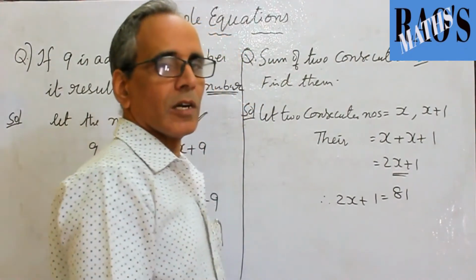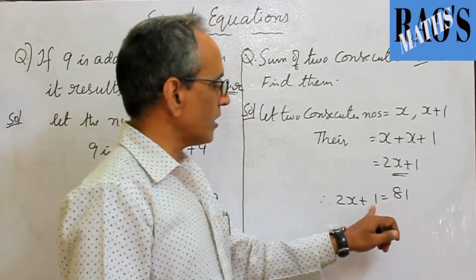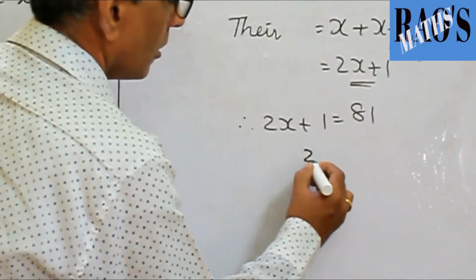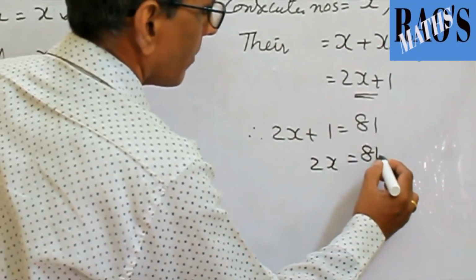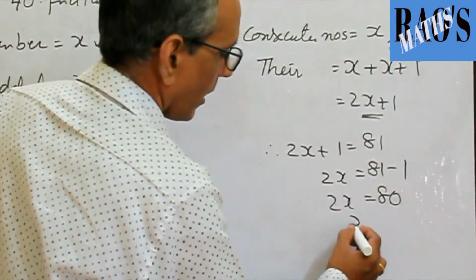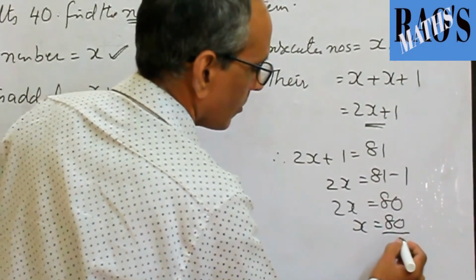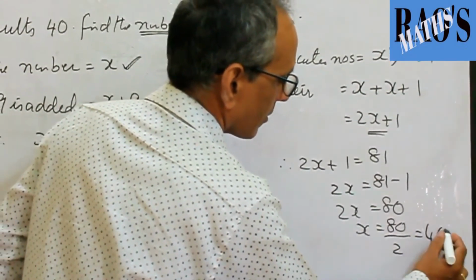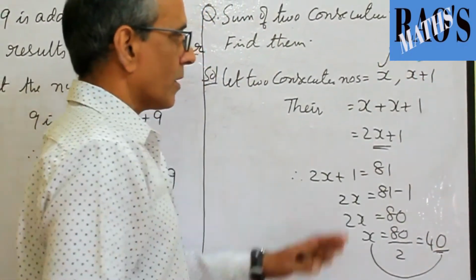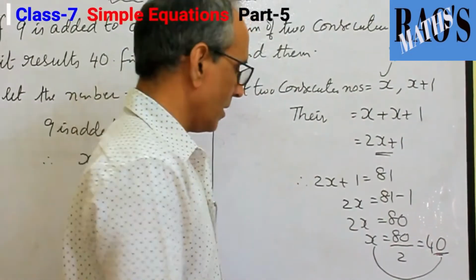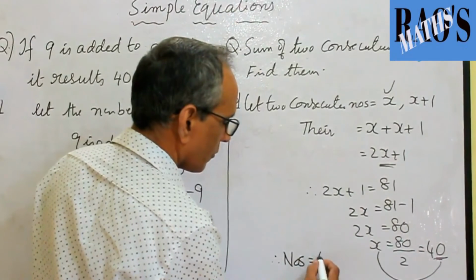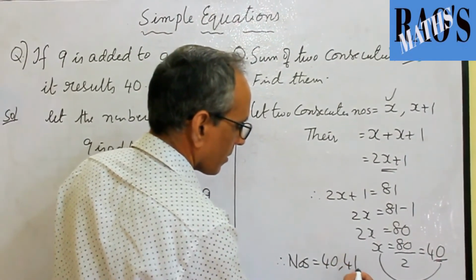We know the order of transposing: first 1 and then 2. So, 2x is equal to 81 minus 1, so 2x is equal to 80. X is equal to 80 by 2, that is 40. See, we got the x value, that is the first number. So, what is the next number? 41. Clear? Therefore, the numbers are 40, 41.